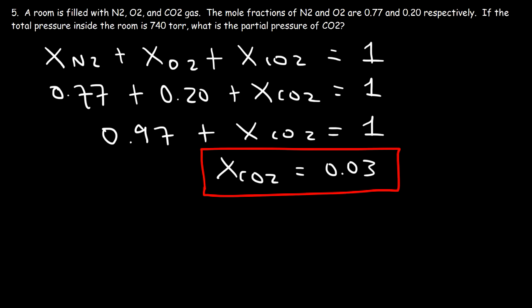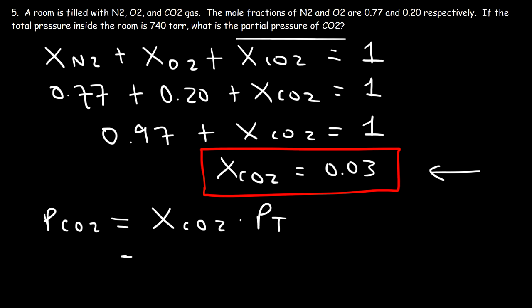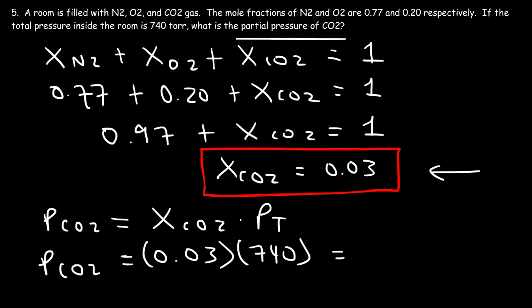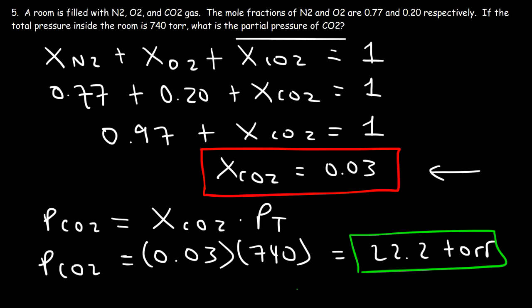So now that we have the mole fraction of CO2, how can we use it to calculate the partial pressure of CO2? So now we can use this equation. P of CO2 is equal to the mole fraction times the total pressure. So it's going to be 3% of the total pressure. So it's 0.03 times 740. So the partial pressure of CO2 is 22.2 torr. And this is the answer to the problem.